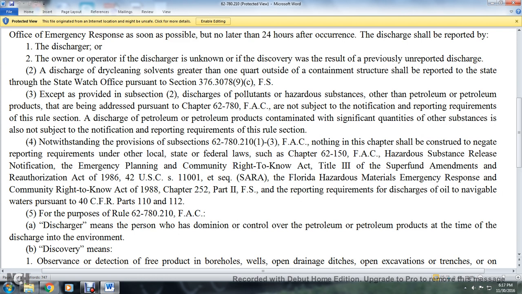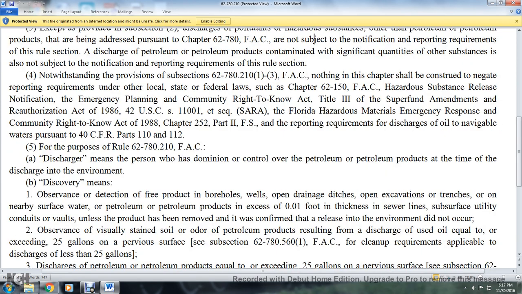Discharge means the person having dominion and control over the petroleum products at the time of the discharge. Environmental discovery means observing free product in boreholes, wells, open drain ditches, open excavation trenches, or on nearby surface water. The petroleum product exists at 1/100th of a foot in thickness, or in sewer lines, subsurface utility conduits, or vaults, unless the product has been removed and it was confirmed the release did not occur. It also includes observation of visually stained soil or odorous petroleum products resulting from discharge from used oil equipment equal to or exceeding 25 gallons on a pervious surface, see subsection 62-785-60.